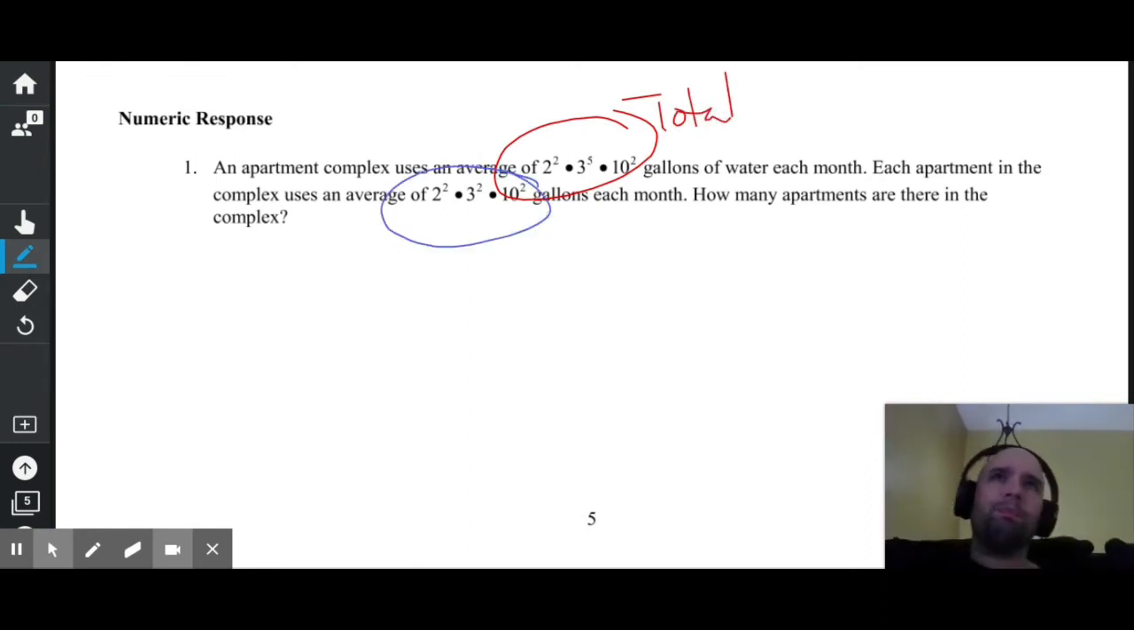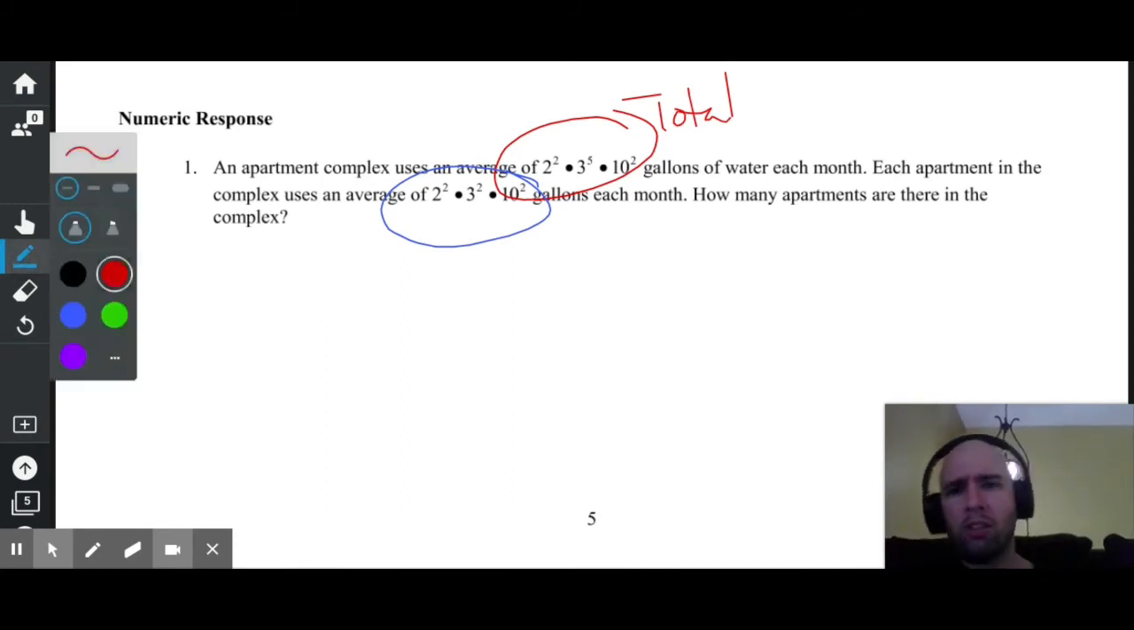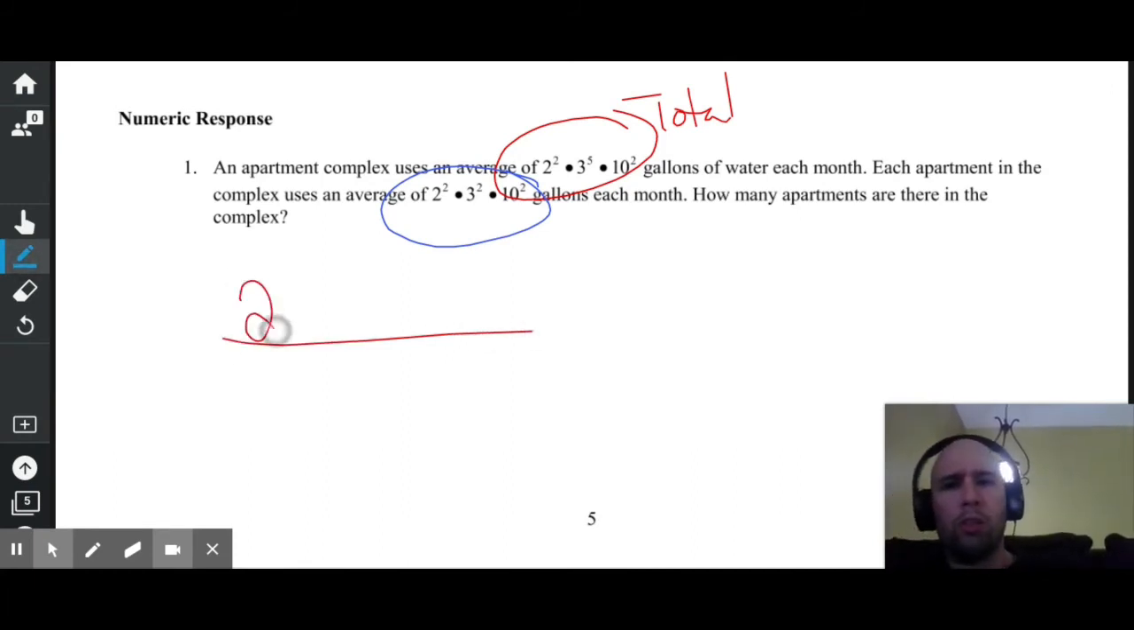So if we were to simplify this problem a little bit and say, an entire apartment complex uses 10 gallons of water and each apartment uses 2 gallons. How many apartments are there? You'd be like, oh, well, 10 divided by 2. Well, that's what we're going to do here. We're going to do the red stuff as our numerator, 2 to the second times 3 to the fifth.